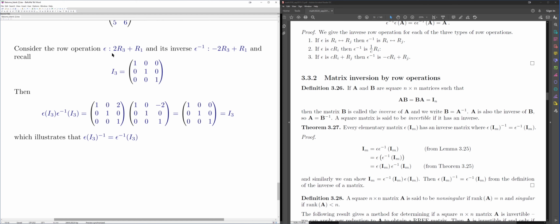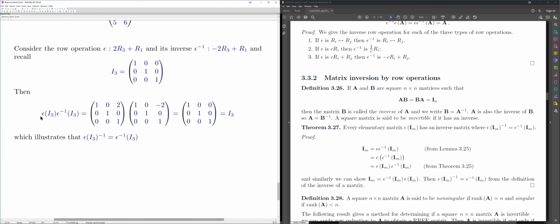Now, this is a row operation, and we just saw that the inverse row operation for a row operation of the form c row i plus row j is minus c row i plus row j. So the inverse row operation of this over here is minus 2 row 3 plus row 1. Let's consider I have this matrix I3 and I apply this row operation to it, and then I have I3 and I apply the inverse row operation to it.